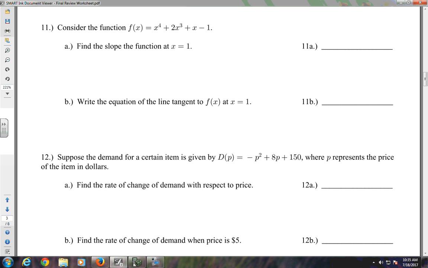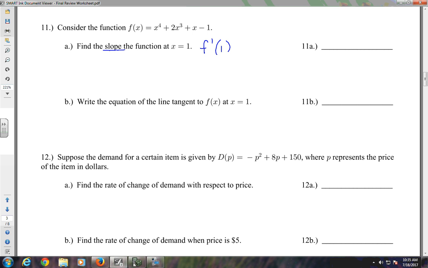Number 11, consider the function f of x. Find the slope of the function at 1. Slope is a code word for instantaneous rate of change, which is also known as the derivative. So when it says find the slope, we're going to find f prime. At 1, we're going to find f prime of 1.